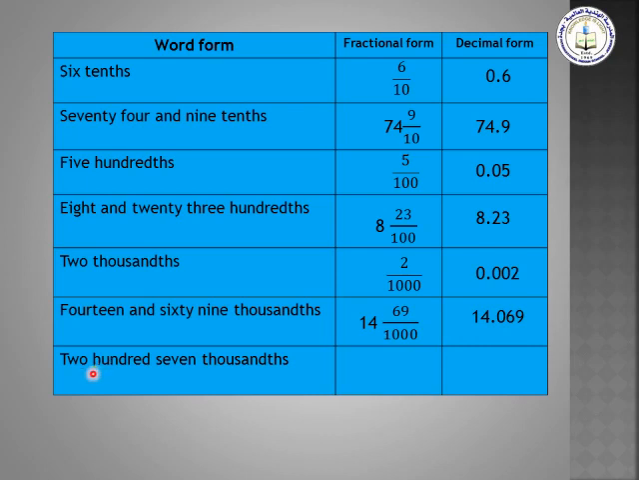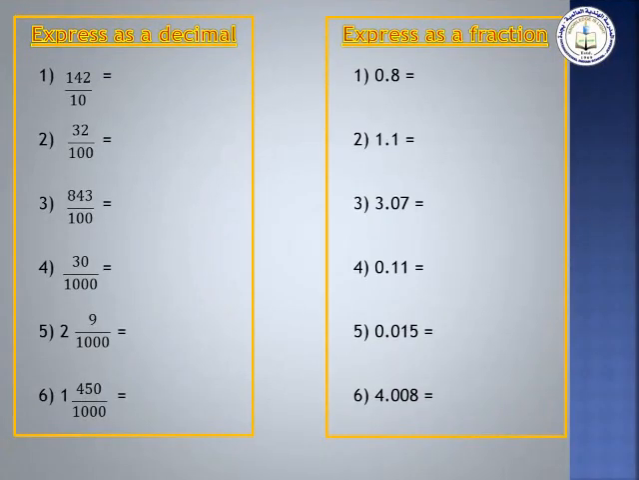Next, 207 thousandths. Fraction 207 divided by 1000. Decimal 0.207. Express as a decimal. The first question, 142 divided by 10.